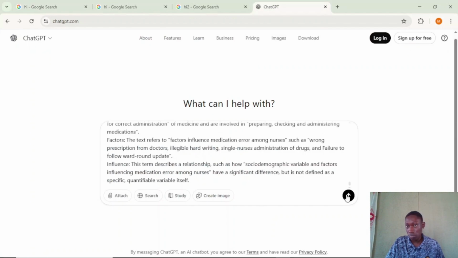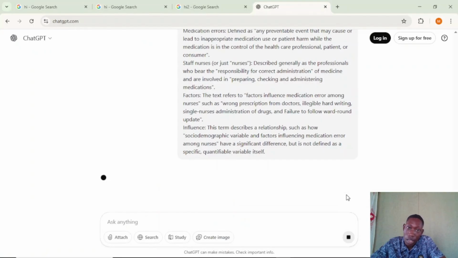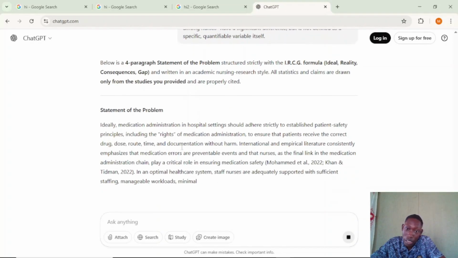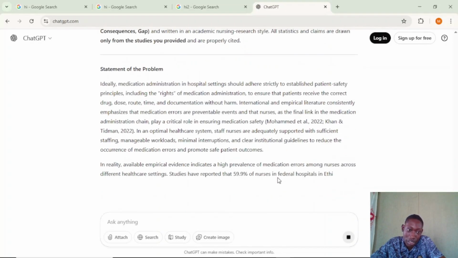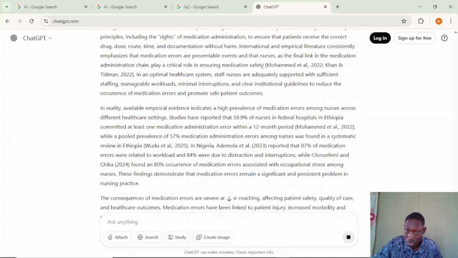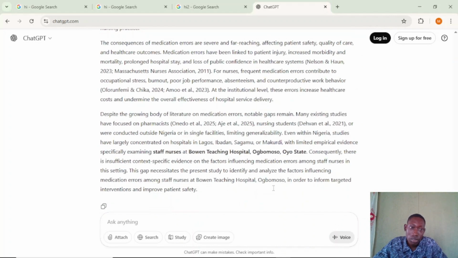And I send it. I've not tried this before with ChatGPT actually. I'm trying it for the first time live. Now, ideally the medication administration should adhere to, can you see? It is writing in real time with citations, as you can see. These are the same correct citations we gave it. He told us what should be the ID, should adhere strictly to establish patient safety. Now, he told us the I.R.C.G, the consequence here.